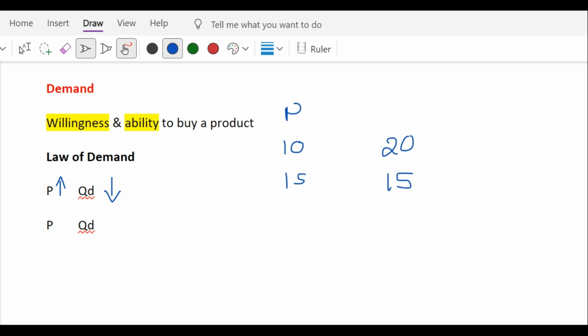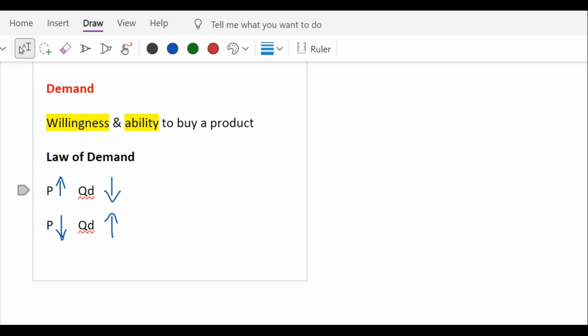So this is price, this is quantity. Which means when price increases, quantity demand decreases. But what if price decreases? Then products are cheaper, you will buy more, quantity demand increases. This is basically the law of demand.